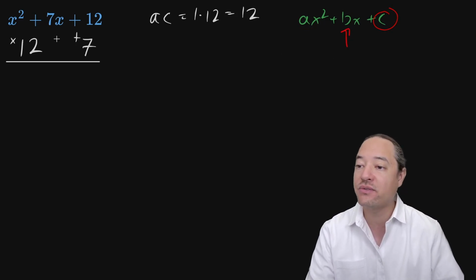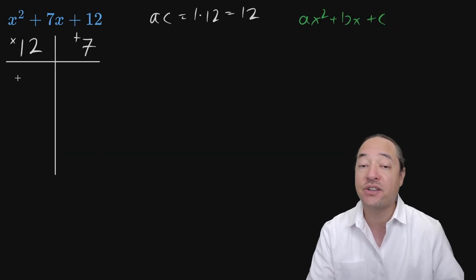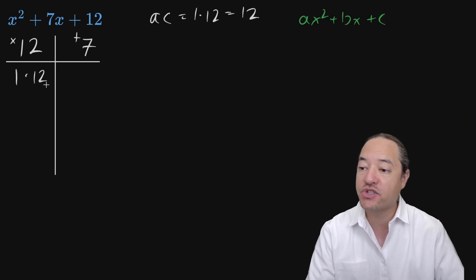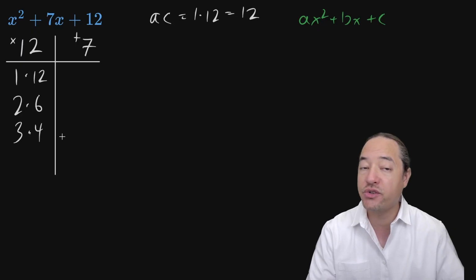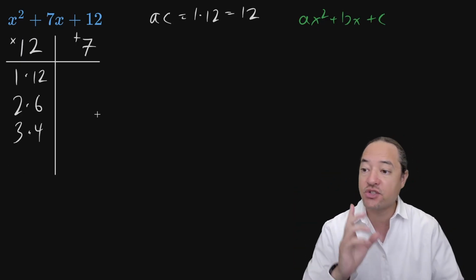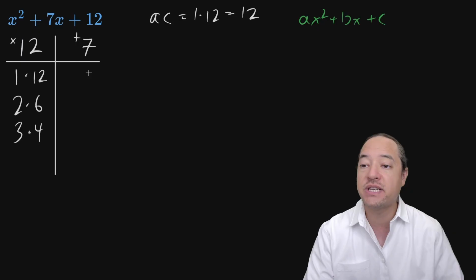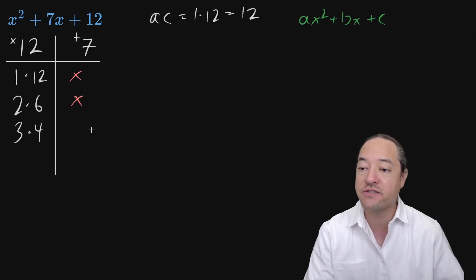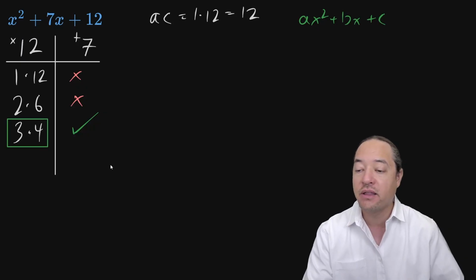Okay, so let's do this. Let's try and find the factors of 12. Well, we have 1 times 12, 2 times 6, 3 times 4. We could do 4 times 3, but that's just repeating, right? So now which pair of factors is going to add up to give us 7? Well, 1 plus 12 is going to be 13, so not that one. 2 plus 6 is going to give us 8, so not that. 3 plus 4 is going to give us 7. Yeah, that's what we're looking for. Okay, so we're looking for these 2 numbers here.